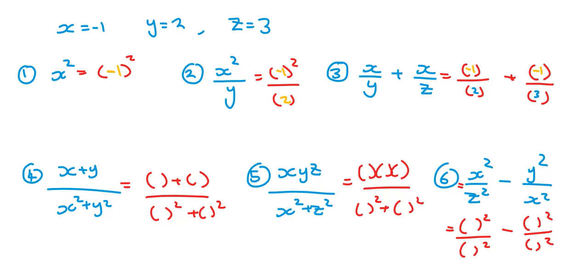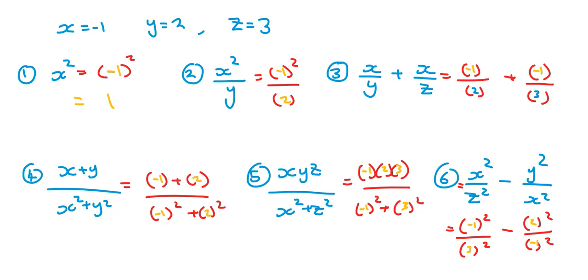x is -1, y is 2, x is -1, y is 2, -1, 2, 3. We've got -1 and 3. Here we've got -1, 3, subtract y, which is 2, over x, which is -1. Now we can start working them out.